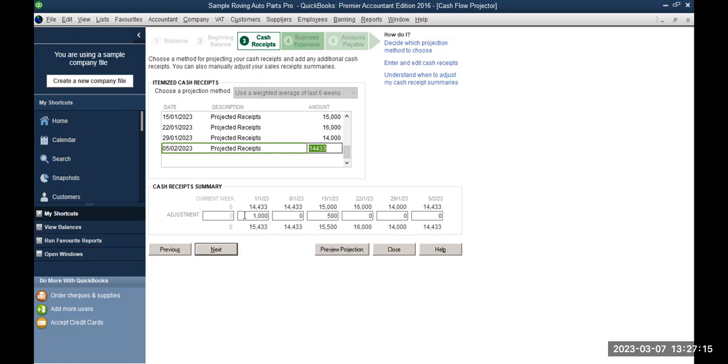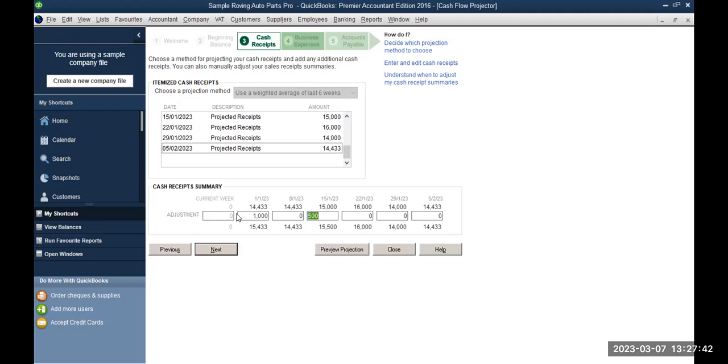But also you can say I'm expecting some particular cash receipts, okay, that are not part of this weighted average projection, and they're not part of this projection that I've put, but I'm just expecting some money in the different weeks that are to come. You can put the amounts there. Maybe I'm expecting $1,000 somewhere or $500 somewhere.